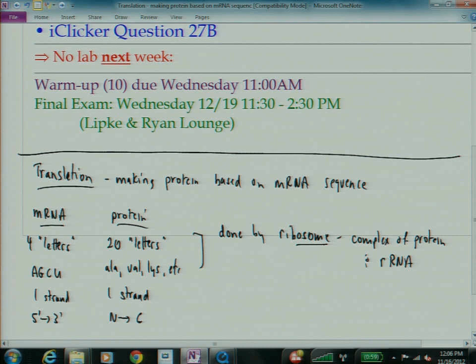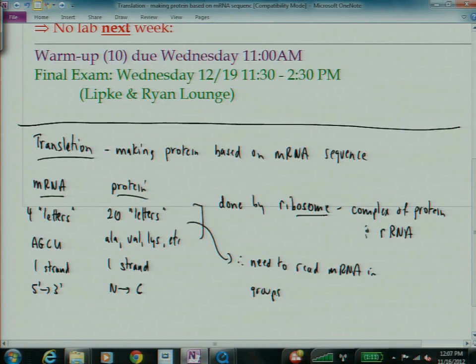The other thing is, because there's a different number of letters, the translation can't be as simple as transcription. In transcription, every time you see an A, you pair a T, etc. That's easy, 1 for 1 letter. In this case, you've got a 4-letter alphabet you're trying to turn into a 20-letter alphabet. So you can't read 1 for 1. Therefore, you need to read the mRNA in groups of nucleotides. These are called codons.